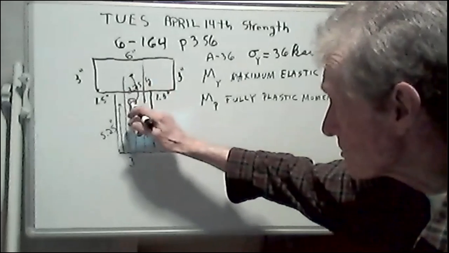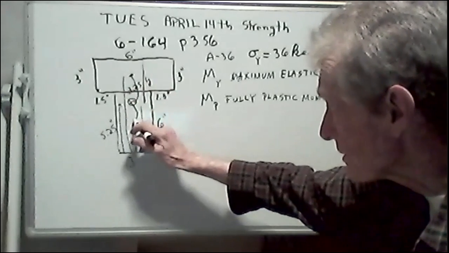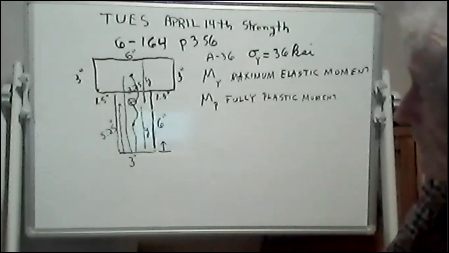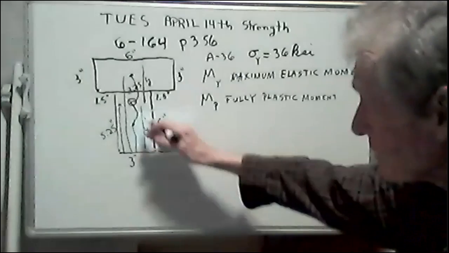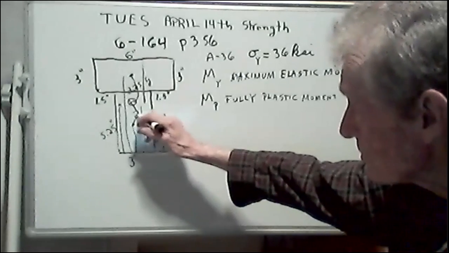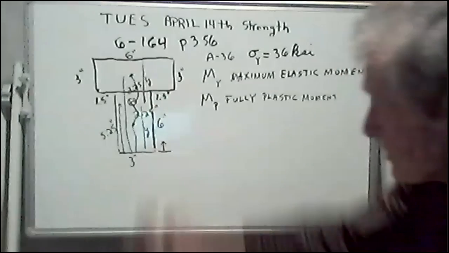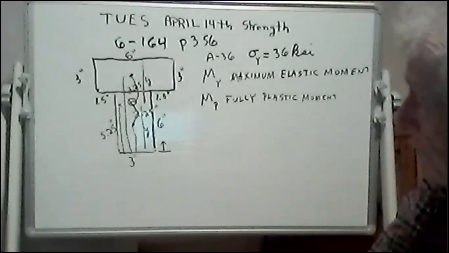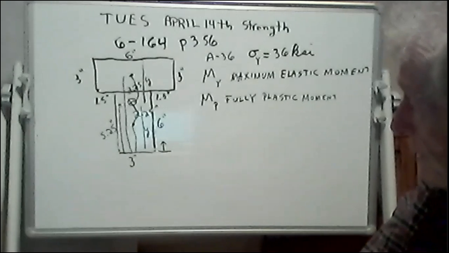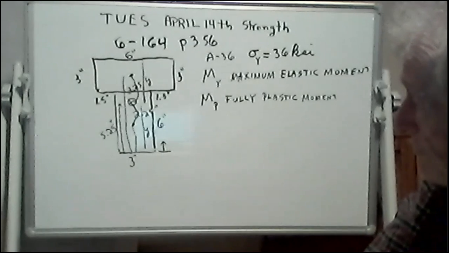And we're going to need this distance here. See that distance right there? Well, it'll be the same because it's right smack in the middle. That distance is 2.25 inches. It would be 5.25 minus 3. I can do that in my head, 2.25.